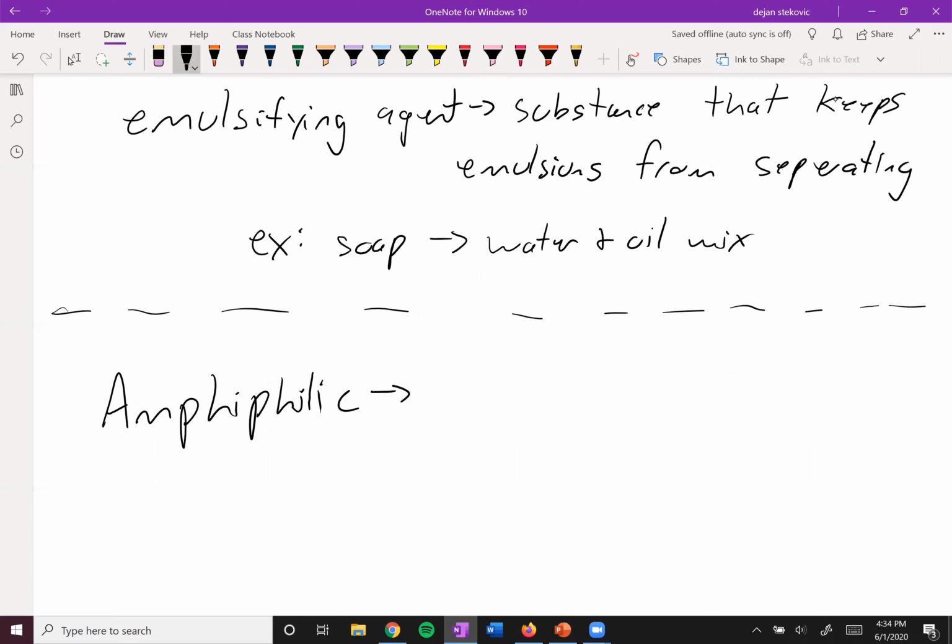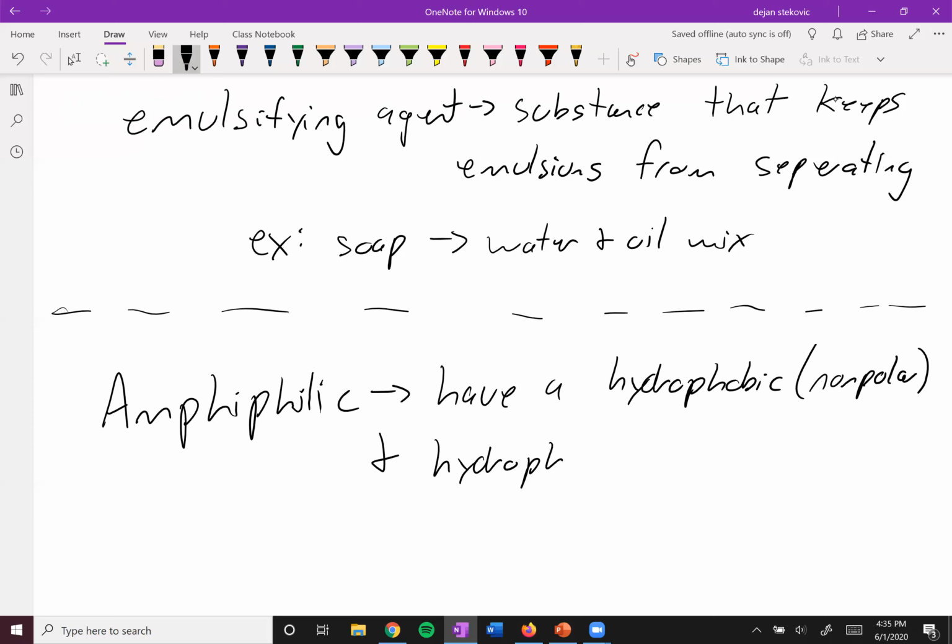What this means is that they have a hydrophobic end, which we know is water hating, and it's water hating because it's non-polar and water is very polar. So they have a hydrophobic and a hydrophilic end, water loving, which we know is polar since water is polar. They have one of each of these ends. An example of these is soap, as we previously said, and cell membranes as well.